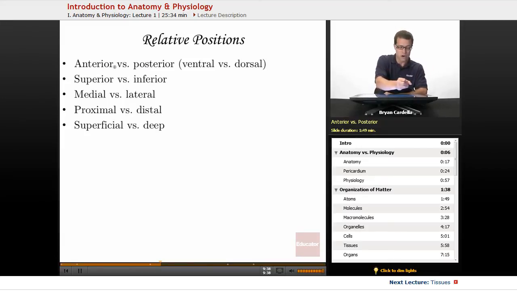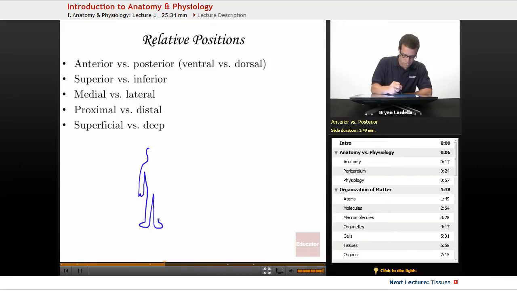So anterior always means towards the front, like the front of my body, posterior towards the back. And ventral versus dorsal, same thing in a human body. So ventral, that's the front side. Dorsal, like a dorsal fin on a fish, towards the back side. Let me draw some quick human bodies for you, just for the sake of labeling some of this stuff. Big torso on this guy.